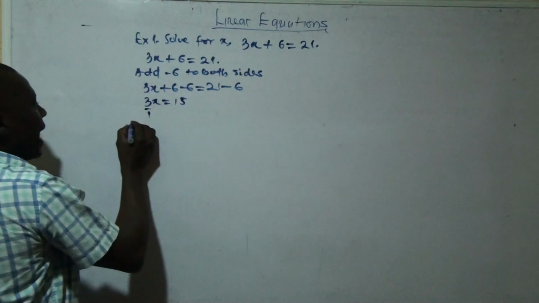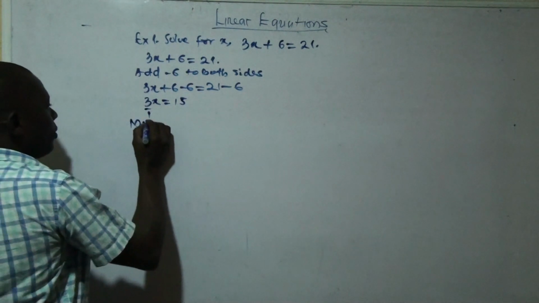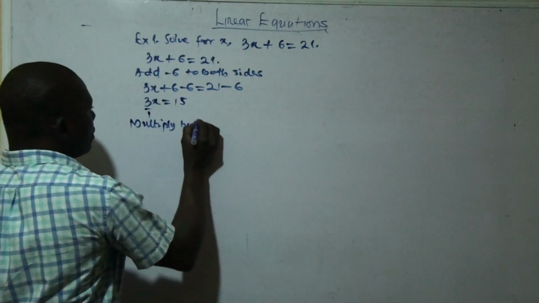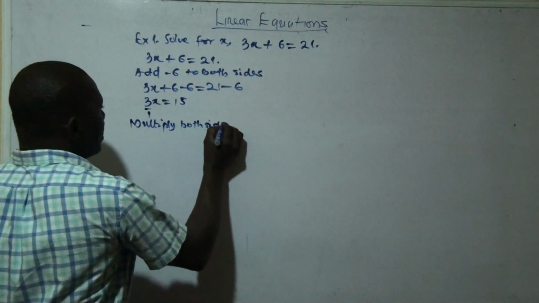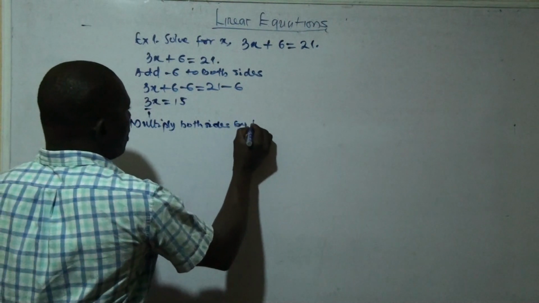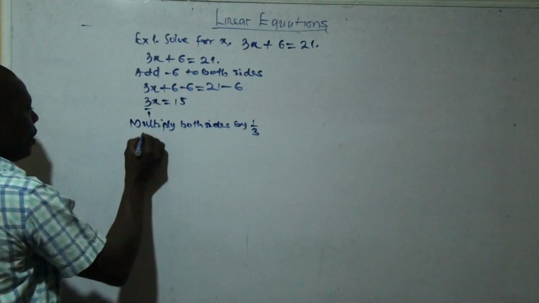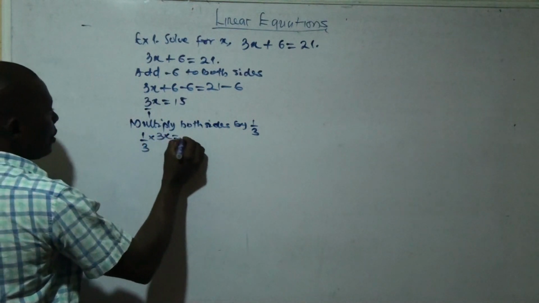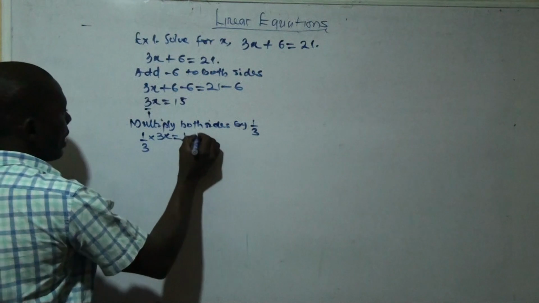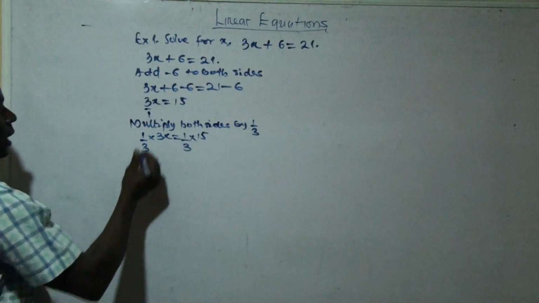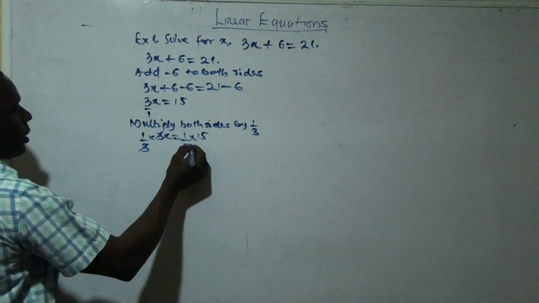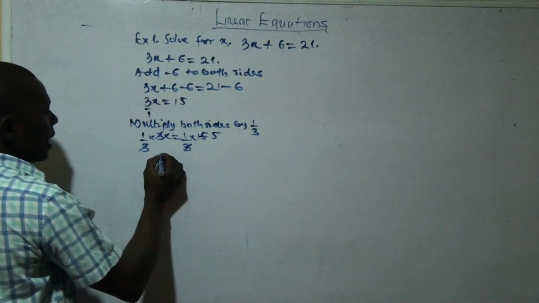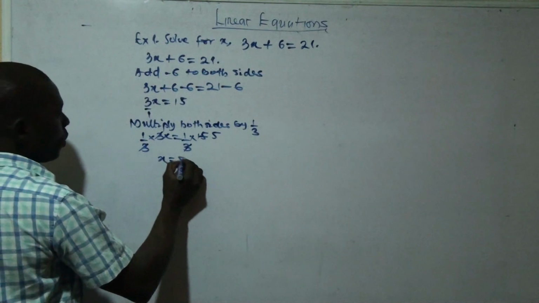So we multiply both sides by 1 over 3. Here we have 1 over 3 times 3x is equal to 1 over 3 times 15. You see, the 3 cancels with the 3 here, giving 1, and 3 into 15 gives us 5. So x = 5.